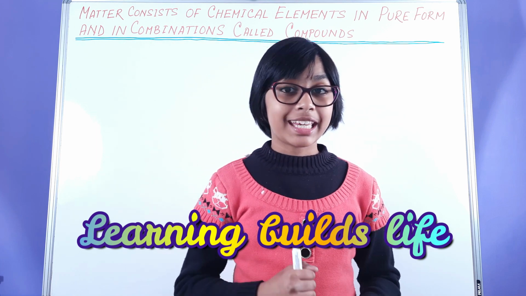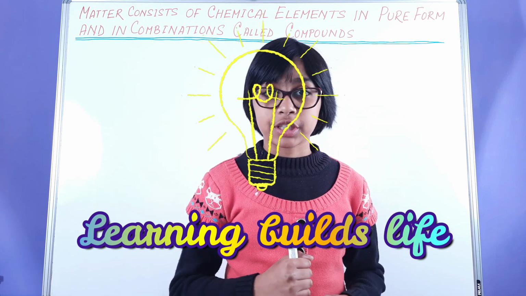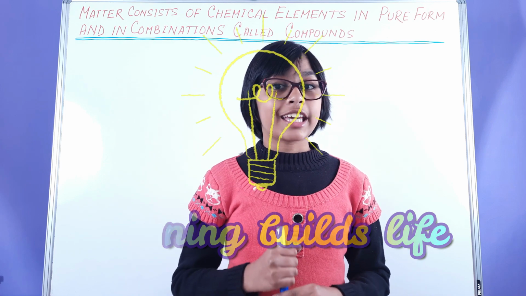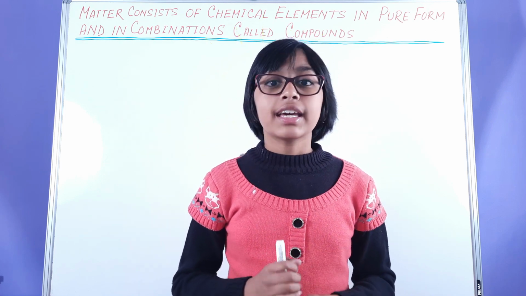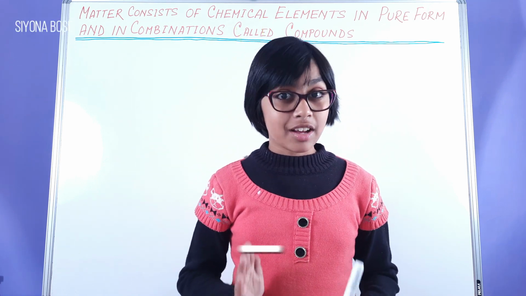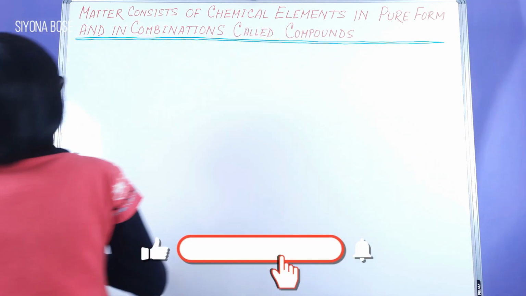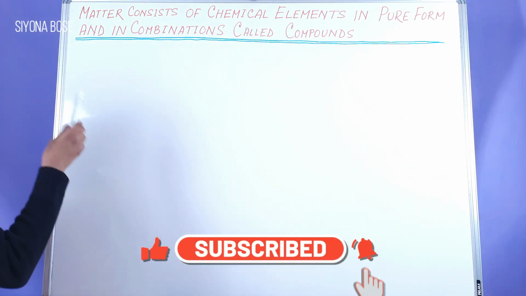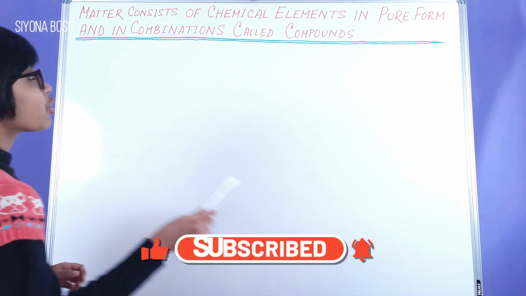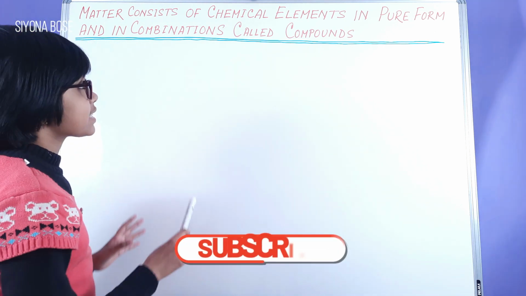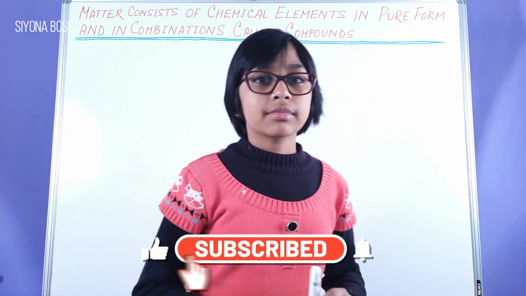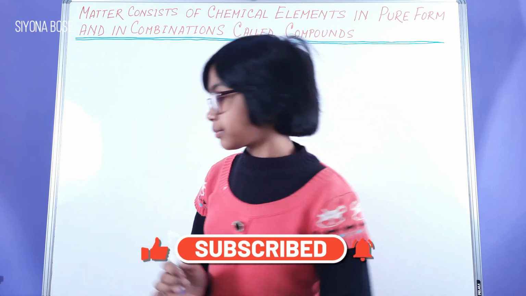Today we are going to begin a new series in Campbell Biology, which is the chapter, The Chemical Context of Life. And the topic we are going to discuss today is matter consists of chemical elements in pure form and in combinations called compounds. Okay, let's start.